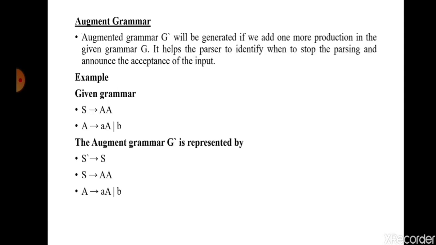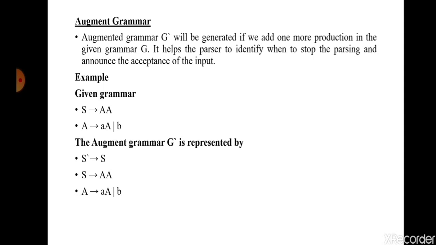The important point in this is the augmented grammar. We know what a grammar is. Augmented grammar is nothing but adding one more production to the given grammar. In other words, if we introduce a new variable as the start symbol of the given productions, then the grammar is known as an augmented grammar.